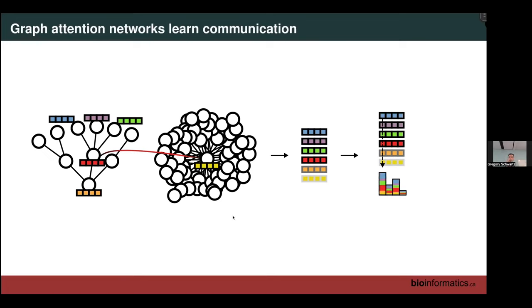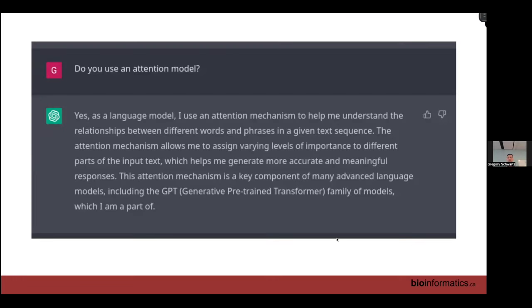And this is important to know because it says that we can attach weights to these edges. And if we can attach weights to this, that means that we can probably learn about these weights, right? We can feed these into that neural network as well. And indeed we can, and these are called graph attention networks. Attention as a mechanism has been increasingly popular, especially since the advent of ChatGPT, where I asked it if it uses an attention model, and it says that yes, it does, and that the attention mechanism allows it to assign varying levels of importance to different parts of the input. So we got an idea that we can assign these varying levels of importance to an input.